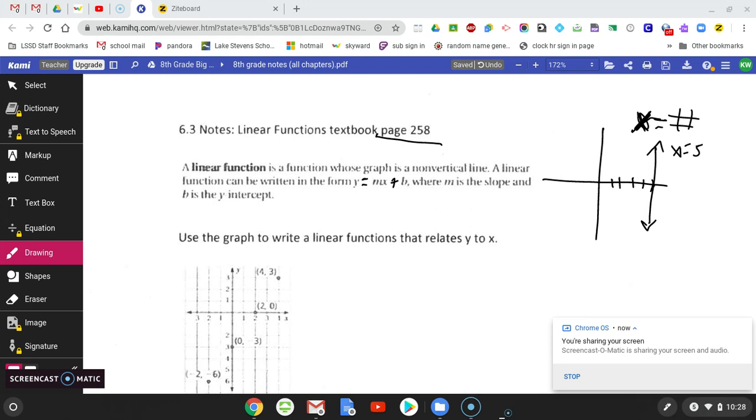That means I have a bunch of different coordinate points. So let's name some of those coordinate points. So this would be the coordinate point 5, 0. This would be the coordinate point 5, 1. This would be the coordinate point 5, -1, and so forth.